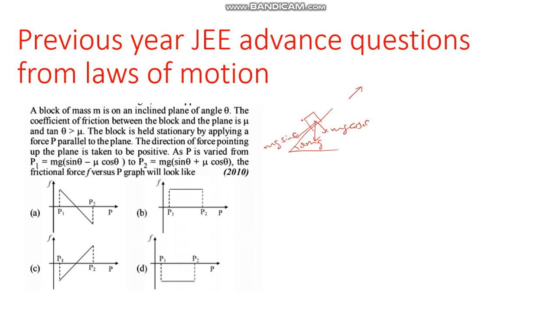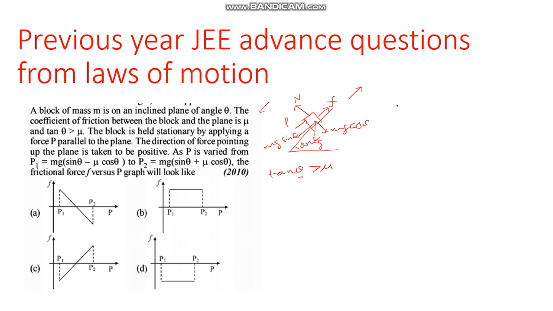So a P force is applied like this. This is your normal reaction. And the important condition is tan theta is greater than mu, he is saying. If you remember the angle of repose when we were discussing, this theta is the angle of inclination of the plane. If it is more than that, the block tends to slide down. If the block tends to slide down, the friction will be acting upward.